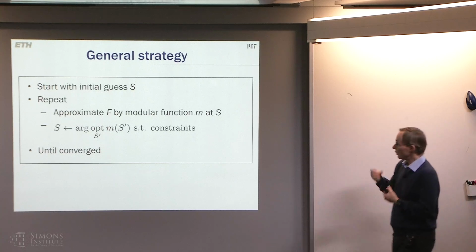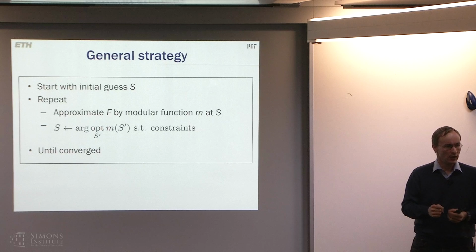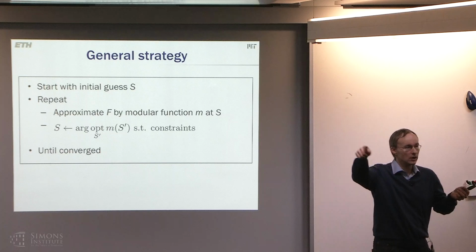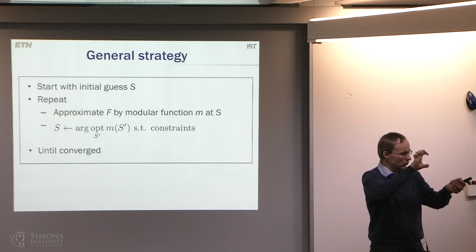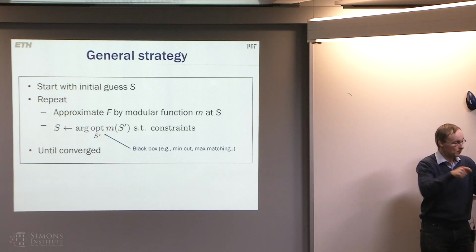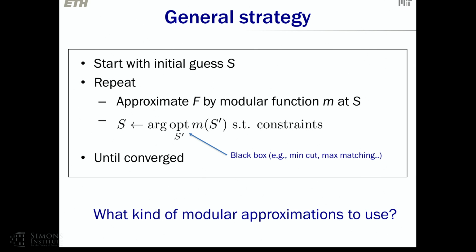So we are looking at a general strategy like this. We'll start with some initial guess of our solution. Now what we're going to do is try to find a modular approximation, some sort of linear approximation to the submodular function at that current set S. Then we're going to use that black box to optimize that modular function to get the new set, and then we iterate until we've converged. So that's a very natural strategy that you might consider. And of course the question is, does this work? And which kind of modular approximation should you use?